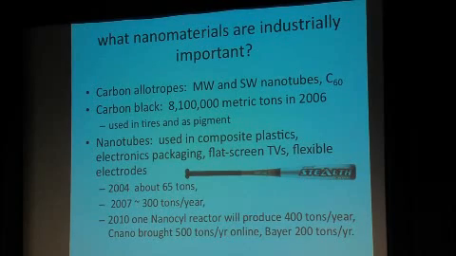2004, global production on the order of 65 tons. 2007, about 300 tons a year. And just recently, this company called Nano Scale opened a reactor that's producing 400 tons per year of multi-walled carbon nanotubes. A company called C Nano brought a 500 ton per year facility online in China, and Bayer's opening a 200 ton a year facility. So this is a field where more and more of these materials are being made. And once they're made, we're doing the experiment on what their effects are on us.